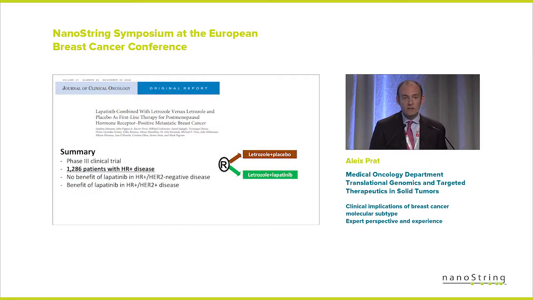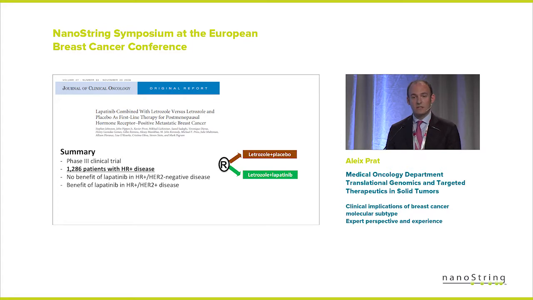So moving from early disease, where there is a lot of data, in the metastatic setting we have less data, but I think we're getting data that might show that intrinsic subtyping is clinically valuable. This is one particular study that was published in 2009 by Stephen Johnston, a first-line ER-positive trial where patients were treated with letrozole plus or minus lapatinib or placebo. This was a phase 3 pivotal study of 1,286 patients.